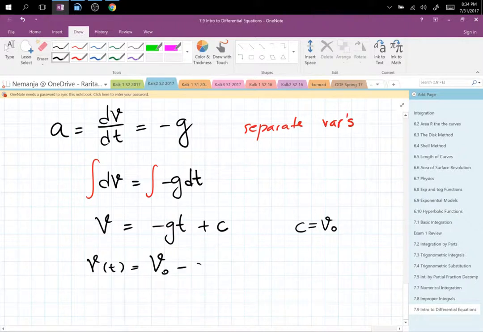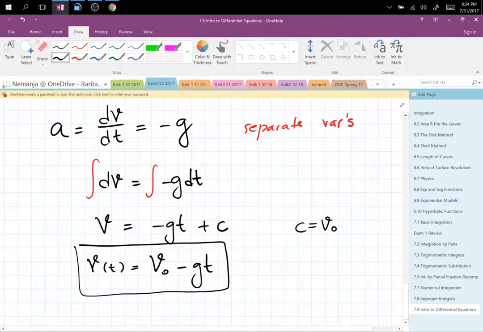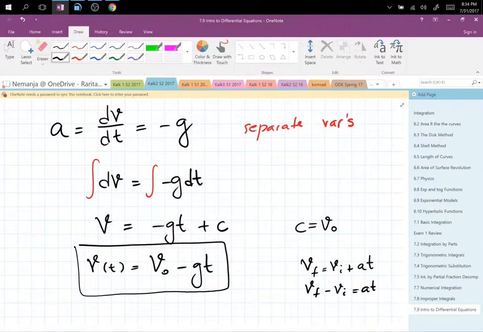We can write that v of t is equal to v0 minus gt. Now, some of you might recognize, depending on how much physics you learned so far, the equation velocity final is equal to velocity initial plus acceleration times time. That's the equation for free fall. Depending on which way you learn it, maybe v final minus v initial is equal to acceleration. That's it for free fall, where acceleration is gravity, and it's negative g because it's going down.